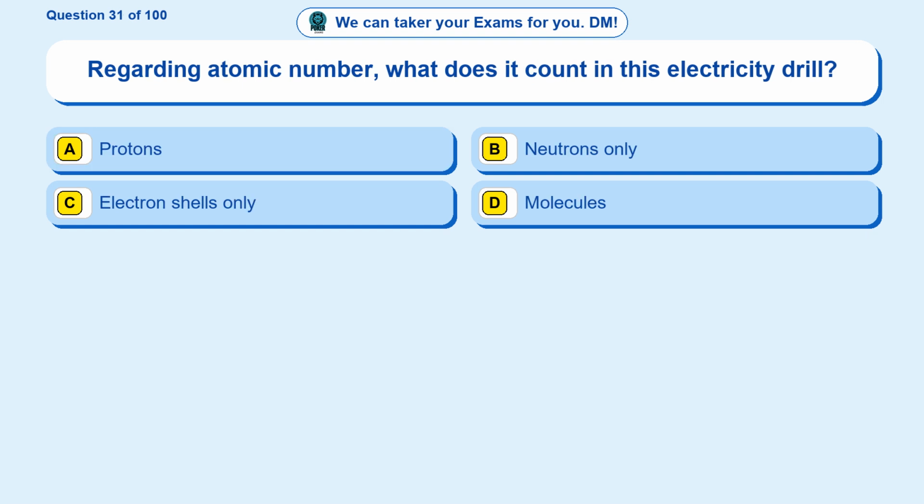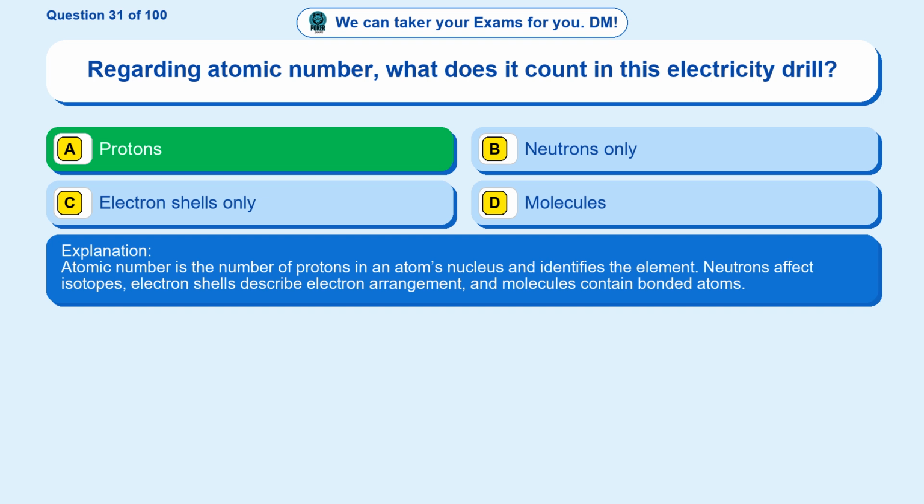Question 31. Regarding atomic number, what does it count in this electricity drill? Option A, protons. Option B, neutrons only. Option C, electron shells only. Option D, molecules. The correct answer is option A, protons. Atomic number is the number of protons in an atom's nucleus and identifies the element. Neutrons affect isotopes, electron shells describe electron arrangement, and molecules contain bonded atoms.